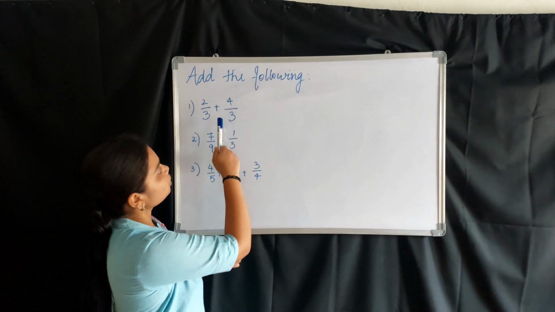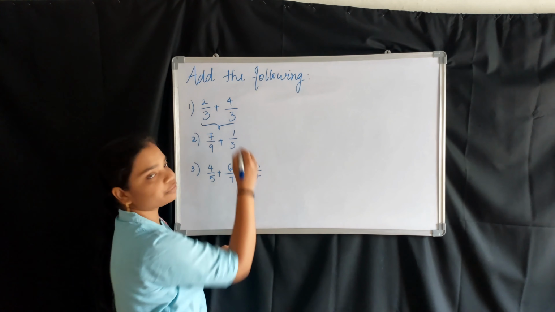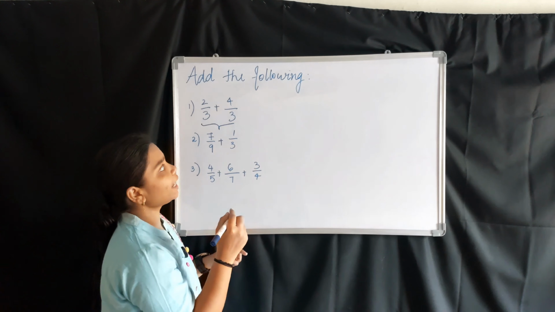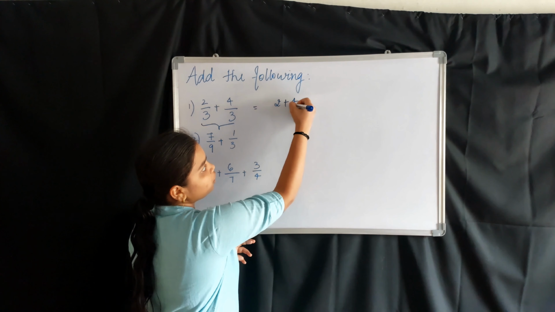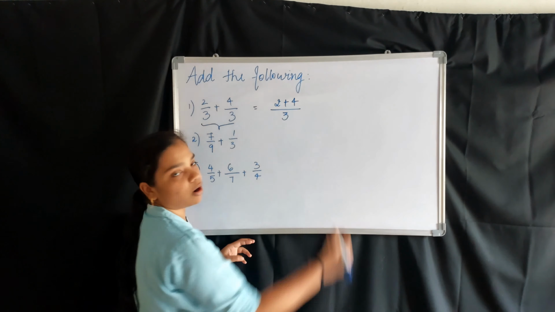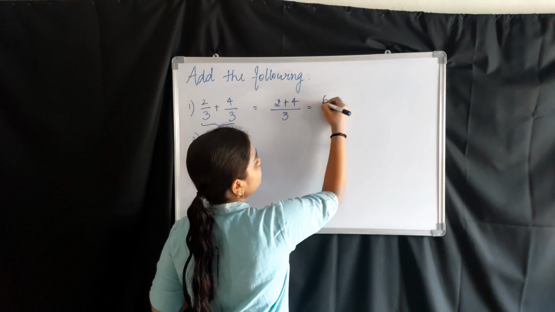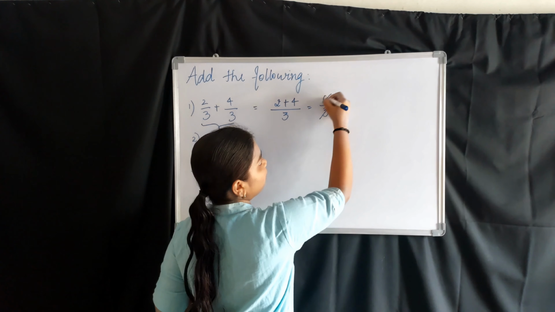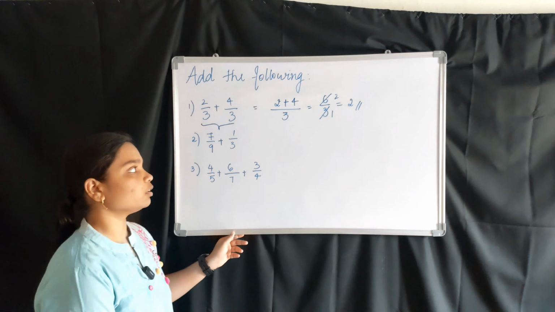Here in the first question, we have 2 by 3 plus 4 by 3. We observe that the fractions have the same denominators. That means it's very simple. You just have to add the numerators over the common denominator. So it becomes 6 by 3. Further simplifying, 3 twos are 6, so the answer is 2 for this.